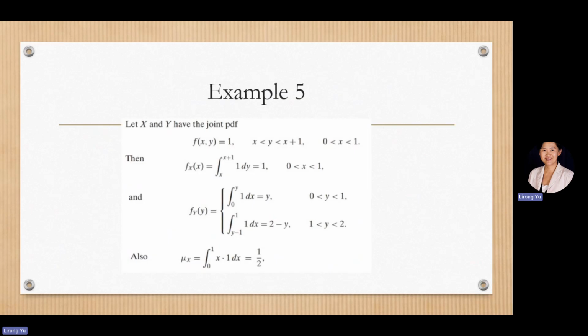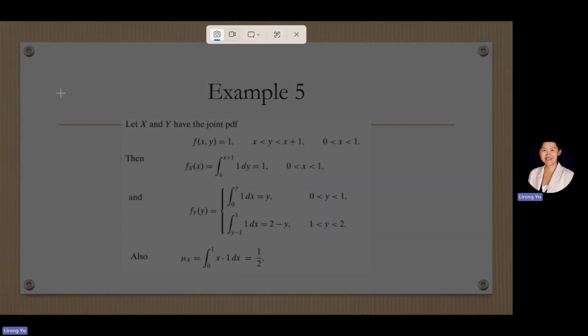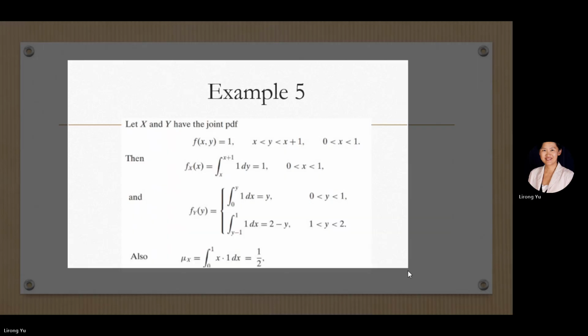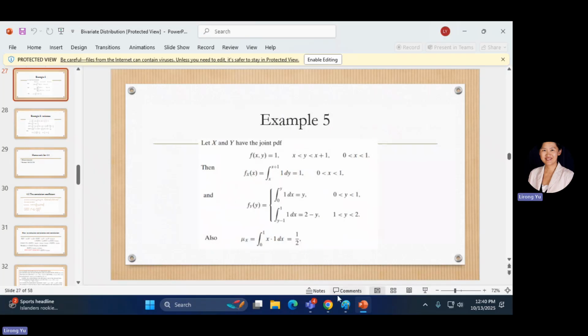So for this continuous case, we wish to follow the steps on how we determine the equation of the regression line and the correlation. Let's try.